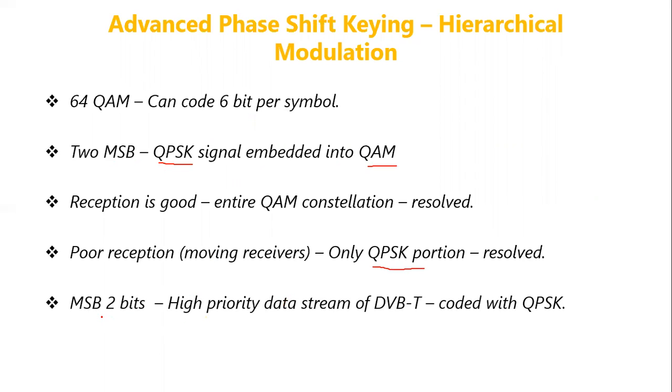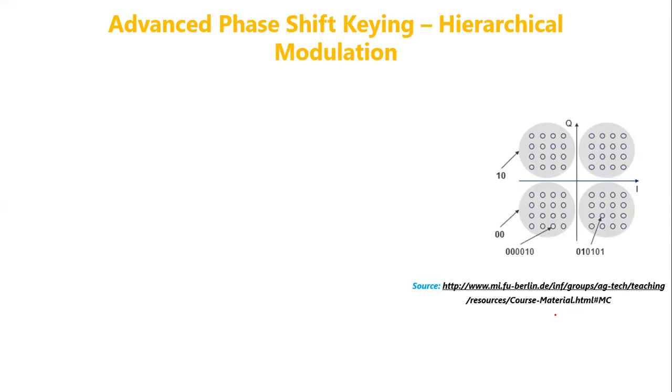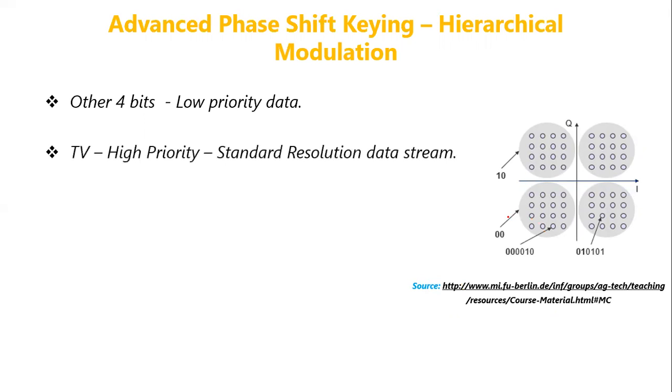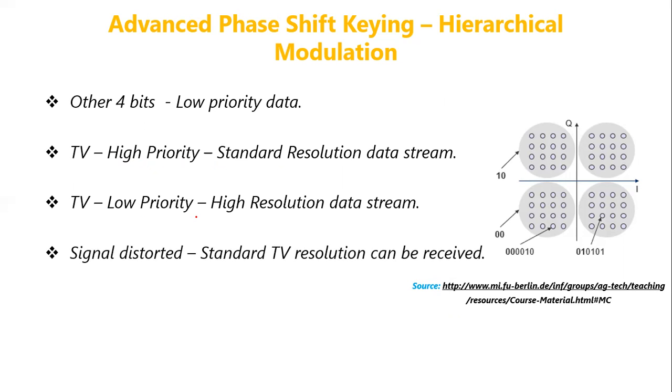This scheme is basically used in digital television broadcast. The MSB 2 bits will be used to refer to high priority data of digital video broadcast, and that uses the QPSK scheme. Whereas the remaining 4 bits will refer to low priority data. So even if there are any issues, this low priority data will be ignored, but the high priority data will be recovered. In case of television, high priority data will refer to the standard resolution data stream. That is, the minimum standard resolution data stream will be referred using the high priority 2 bits in the MSB position, and the low priority data will be referred using the remaining 4 bits.